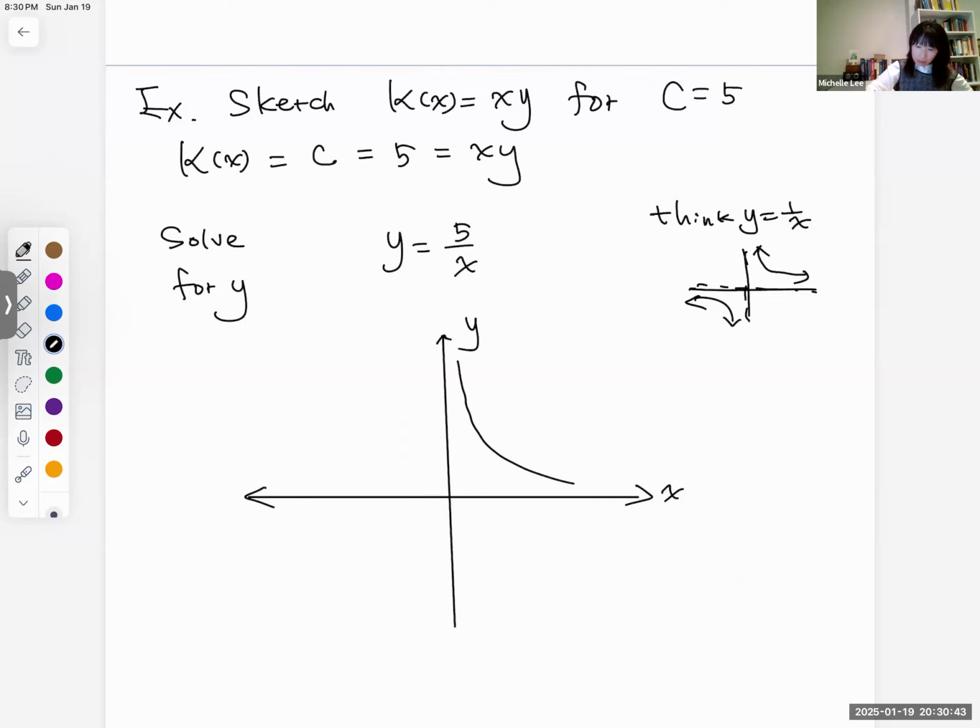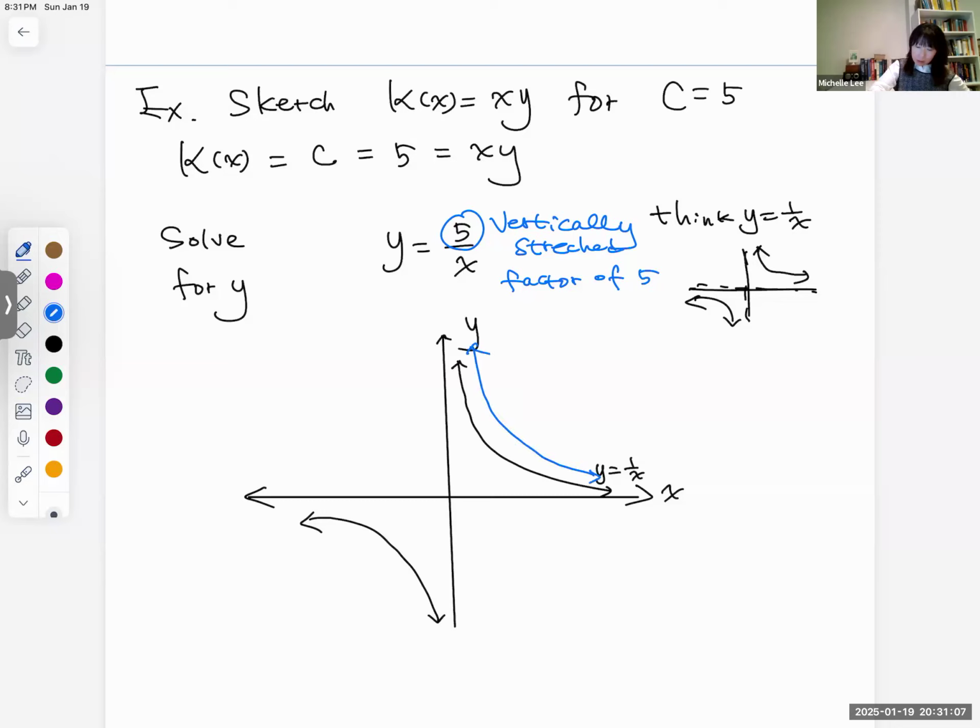So we have, this is y equal to 1 over x. And vertically stretched by a factor of 5. So stretched. Yeah, that is y equal to 5 over x. All right.